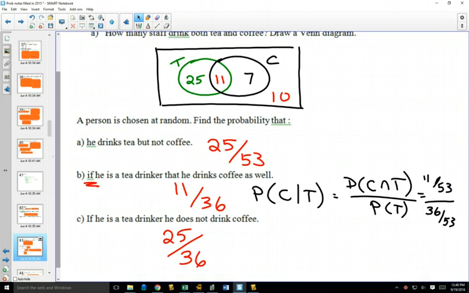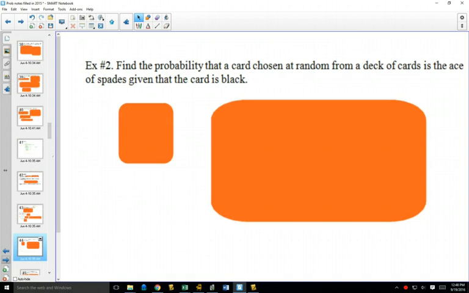The second example here too is also quite intuitive. Find the probability that a card chosen at random from a deck of cards is the ace of spades, but you're told that the person got a black card. You're given that the card is black. What are your chances of getting the ace of spades? 1 out of 26. Again, intuitively, the condition that's given means we're now no longer thinking about all 52 cards. We were told it's black. That reduced our sample space down to 26. Now, how many of those 26 are the ace of spades? Only one of them.